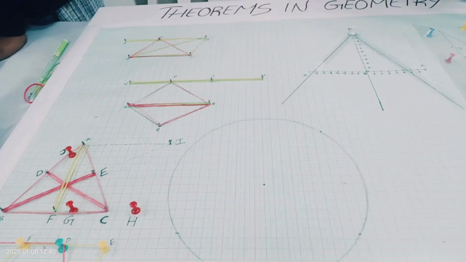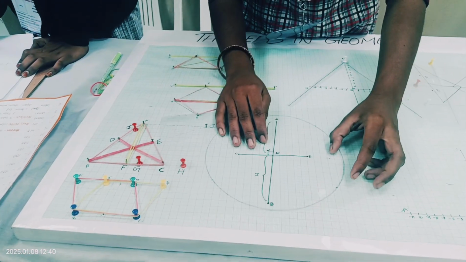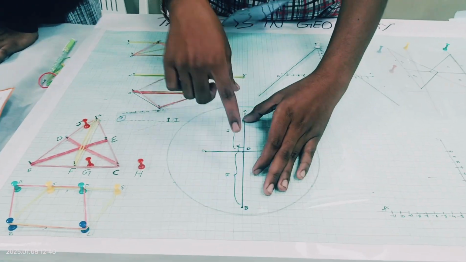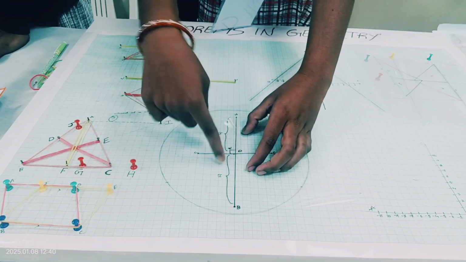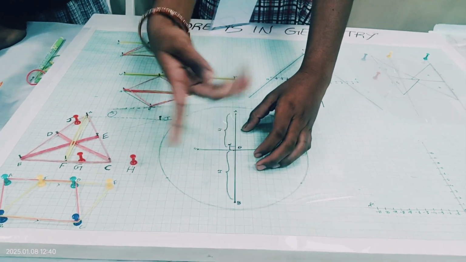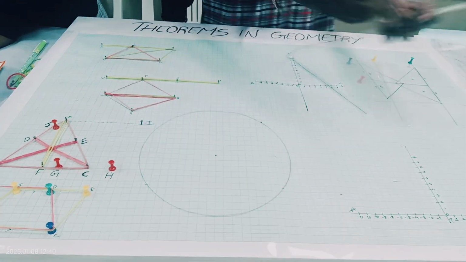And another one is the chord of a circle. The chord makes exactly 90 degrees. This is called chord of a circle. A perpendicular from the center of a circle to a chord makes exactly 90 degrees. This is called the chord divides into two equal parts. This is called chord of a circle.